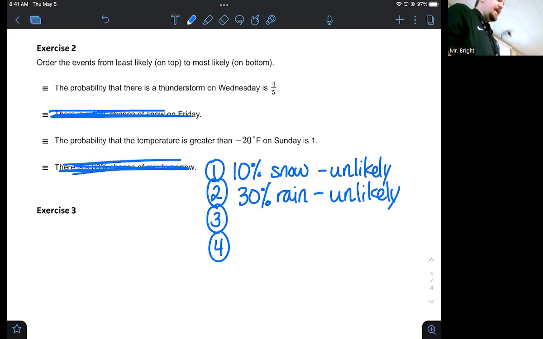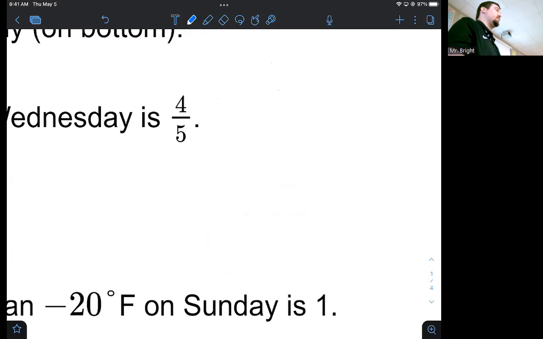Okay. Now, the other 2 are not written as percents. And if you want to, you could write them as percents, and maybe that would help. On top, we have 4/5. What is 4/5 as a decimal? Thomas? You can use your calculator.